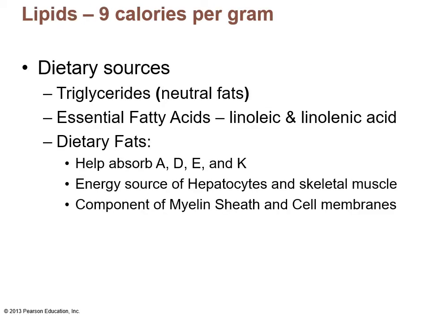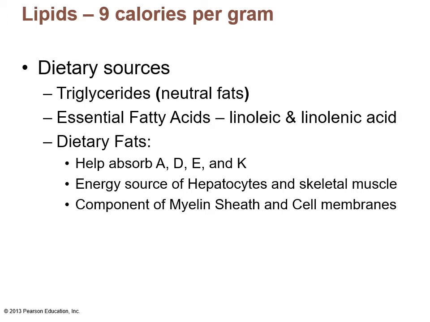Going on to lipids. Lipids are the most dense form of nutrients, 9 calories per gram. And dietary sources, the main fat is called the triglyceride, which is your neutral fat. Keep this one in mind because it does break into glycerol and fatty acids, and that's going to be important when we talk about diabetes later on.